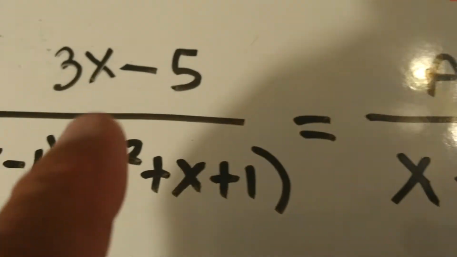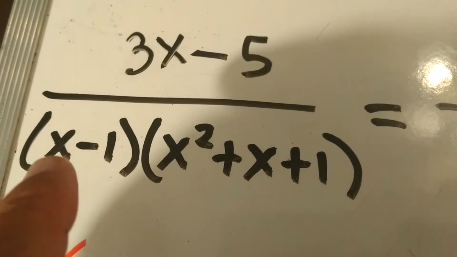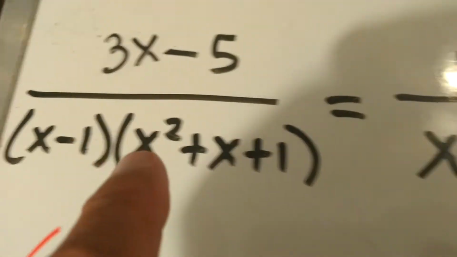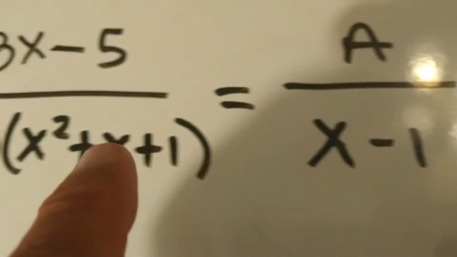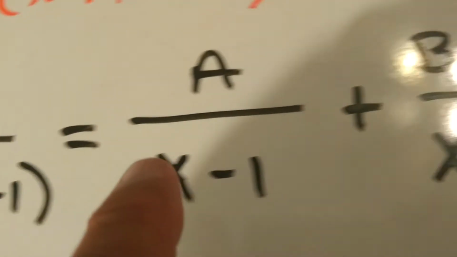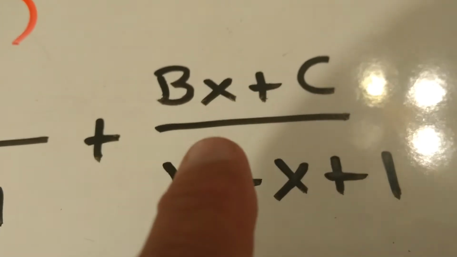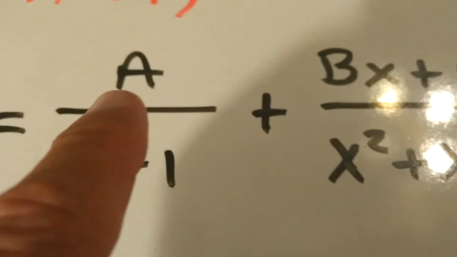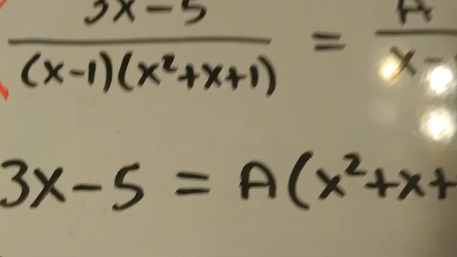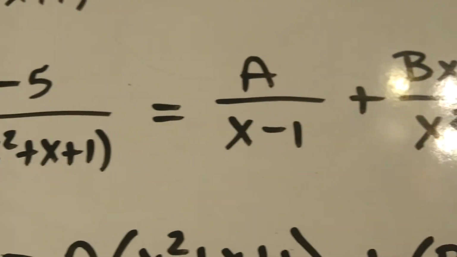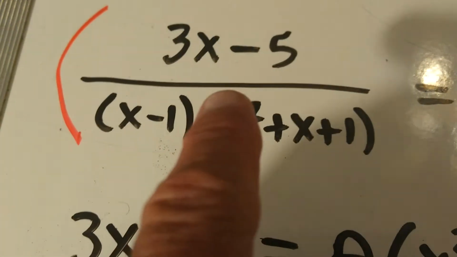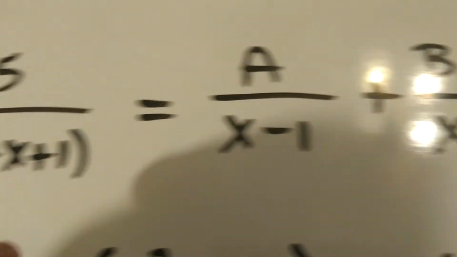So let me rephrase that again. Anytime one of your factors in your denominator is the first power, then you're just using a letter from the alphabet. But anytime one of your factors has a second power, then you're dealing with the linear form, Bx plus C. Notice I still stay with the alphabet, A, B, C. The procedure is still the same. Once we set this problem up, what we're going to do is multiply by the denominator of the rational expression over 1.